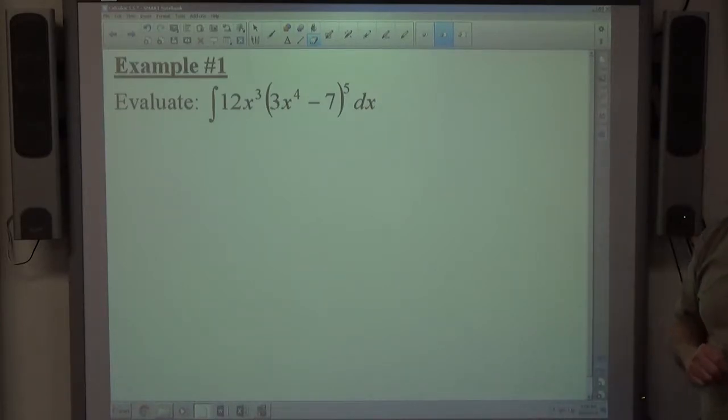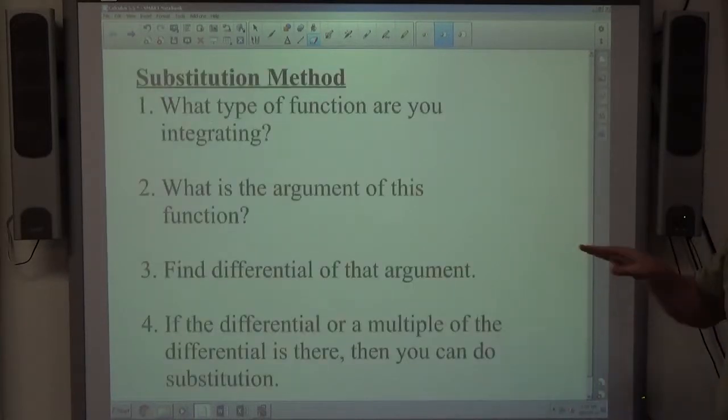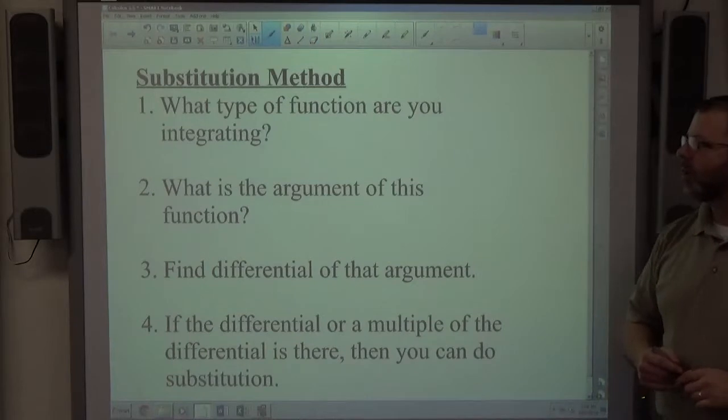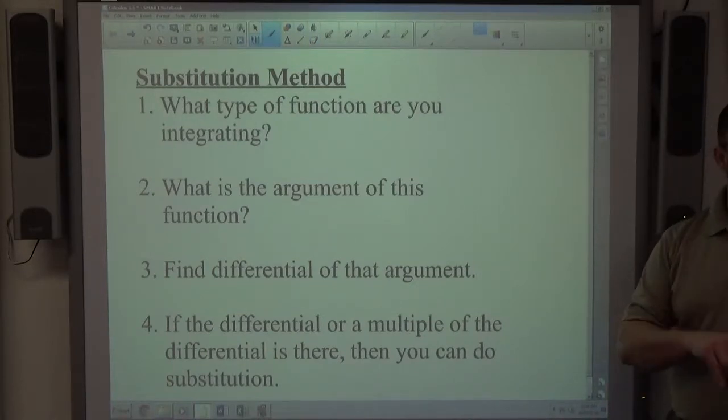Option B is to use the substitution technique of integration. And that's the yellow sheet I've given you. The substitution method, number 1 says, what type of function are you integrating? Now, this is the key to the problem. The type of function is going to be a trig function or a power function. That's what we know how to integrate at this point. Trig functions and power functions.